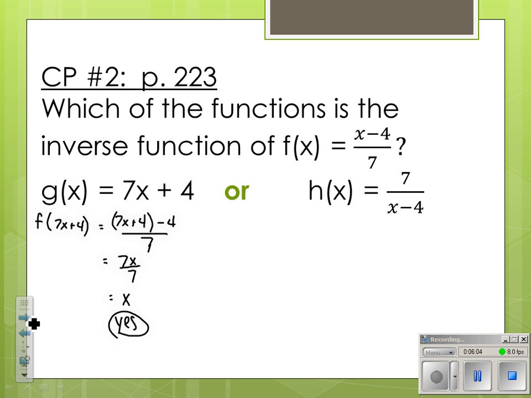So one would assume then that the h of x is not an inverse, but let's go ahead and check it anyway. So we want to take f of h of x, which would look like this. Put the 7 over x minus 4 in for x. And we have to do some simplifying here. The top part, we've got a fraction minus 4, so we do need a common denominator.